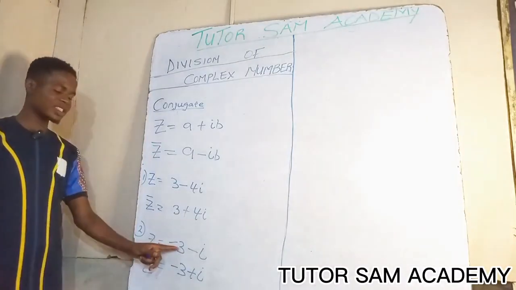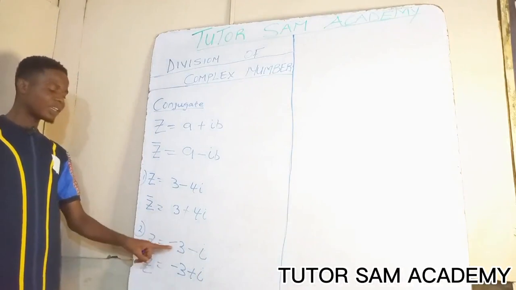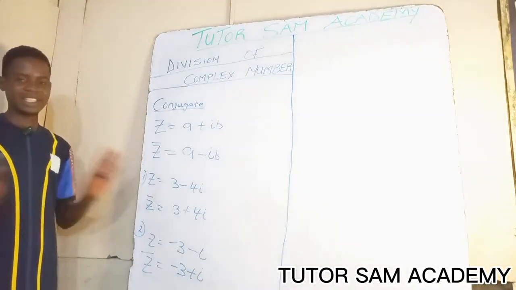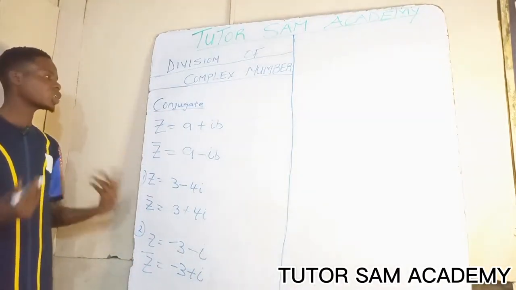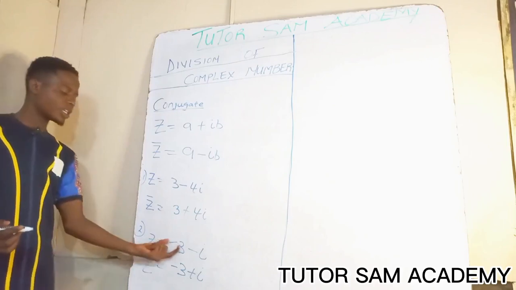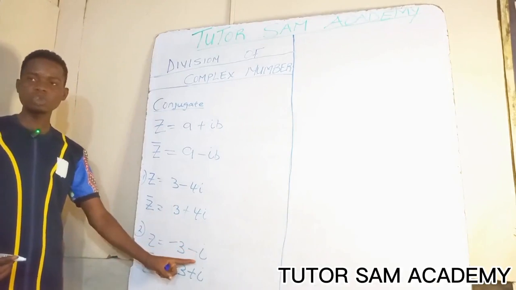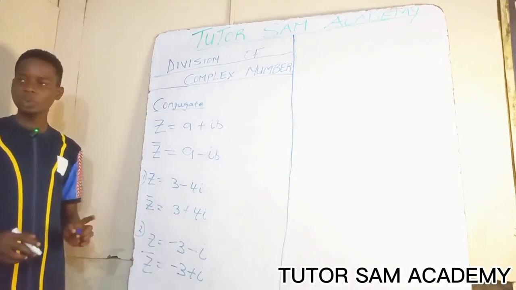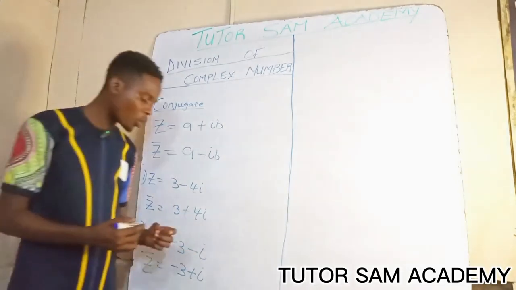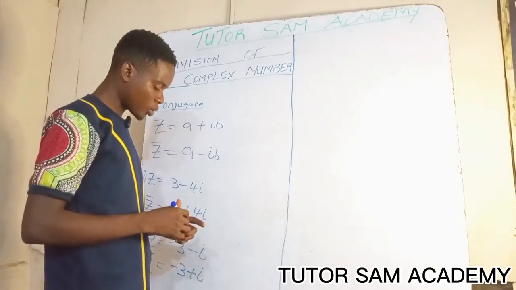My emphasis here is just to tell you that the part that changes is not affected in any way. Anytime you are taking the conjugate of a complex number, the imaginary part remains the same. The only change is on the real part. Do we understand? So now we can go into division of complex numbers fully.